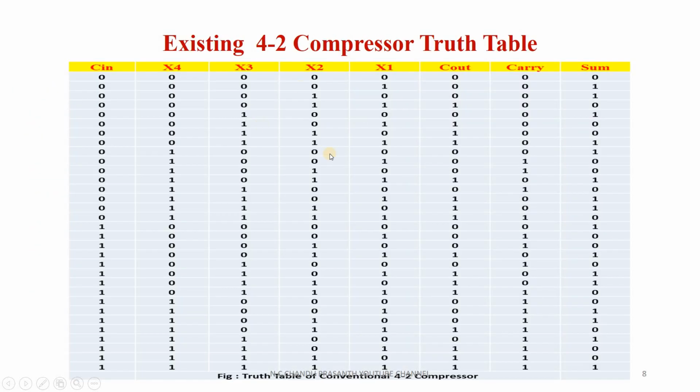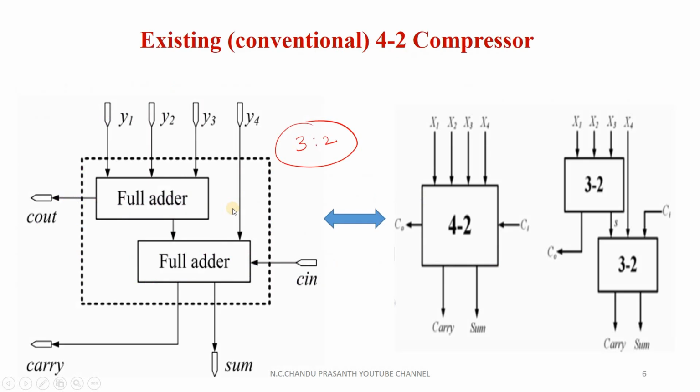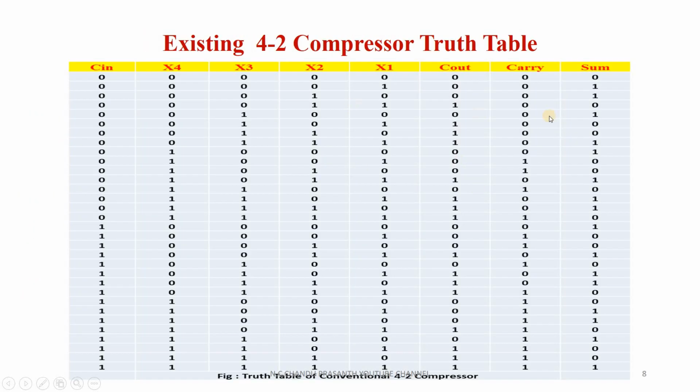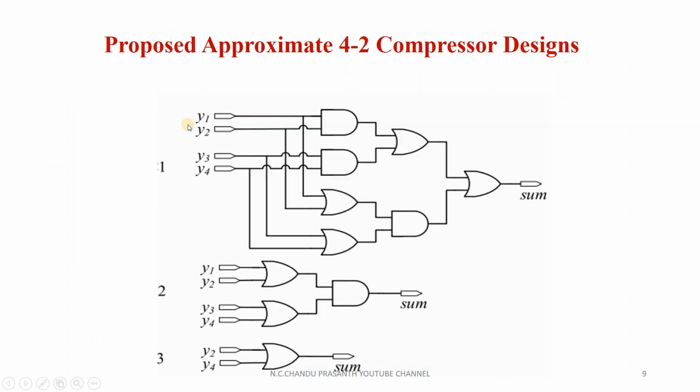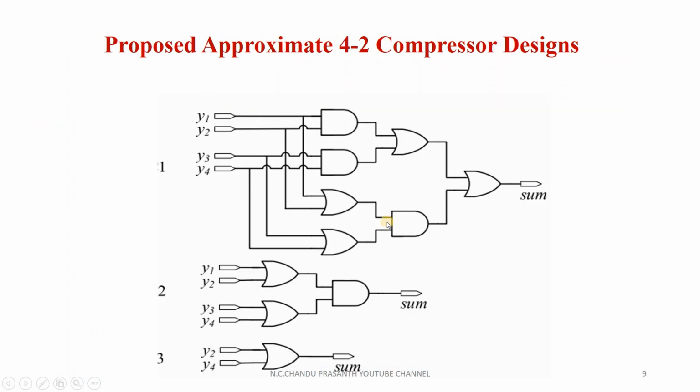We can simply verify this truth table by using these equations: the sum equation, the carry equation, and the cout equation, which we have to observe clearly here. By observing these equations, we can draw this truth table. These are the inputs and these are the outputs. This is the proposed approximate photo compressor design. It is an exact design, and we are modifying it like this.